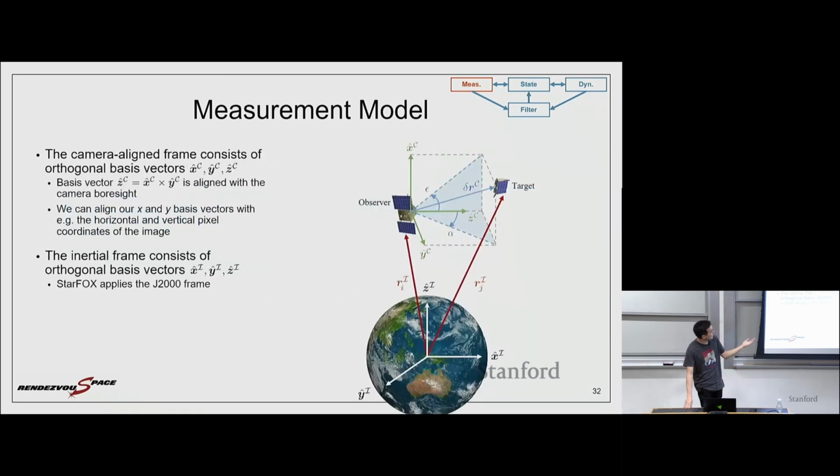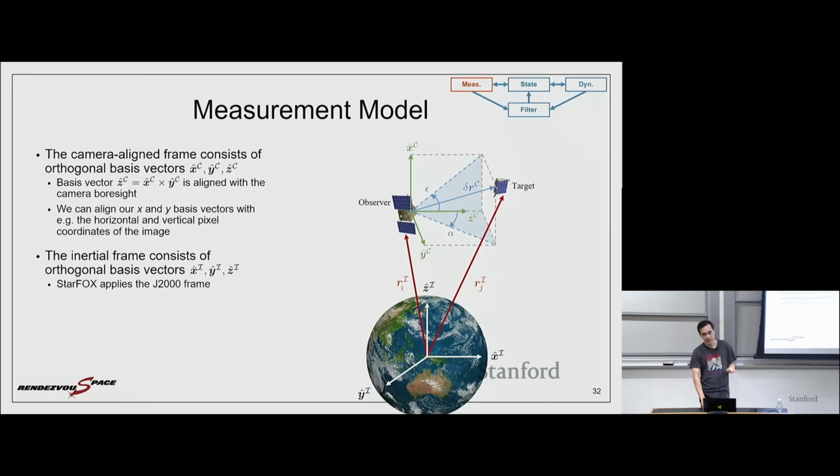So to define the camera frame, we have this figure on the right where the camera frame consists of 3 unit vectors for the 3 axes, x, y, and z. And how we lock our camera frame to our specific estimation scenario is we align the z unit vector with the boresight of the camera. So essentially it points out of the plane of the image. And we can then align the x and y unit vectors with, say, the horizontal and vertical pixel coordinates of the image, or whichever choice we want to make there. We also have the inertial frame, x, y, and z, which in this case is the J2000 frame.